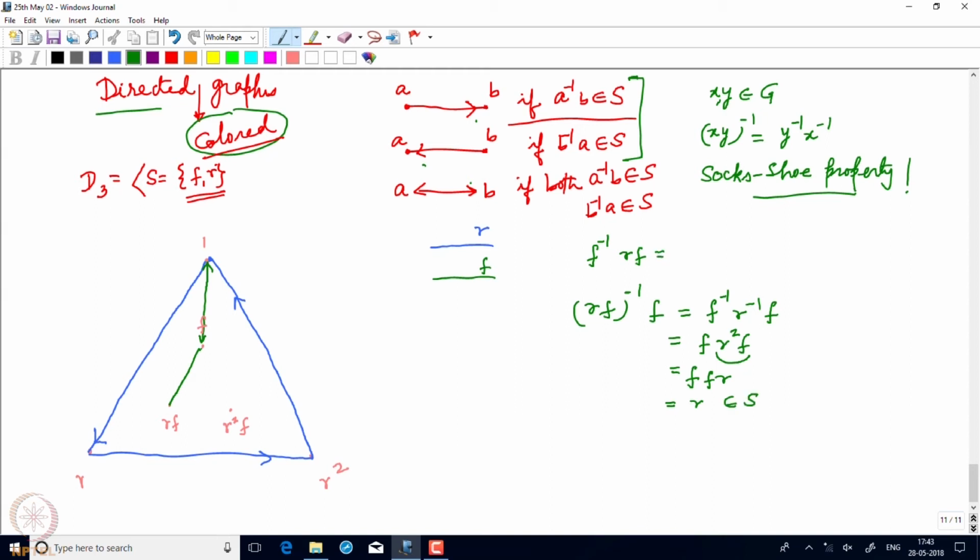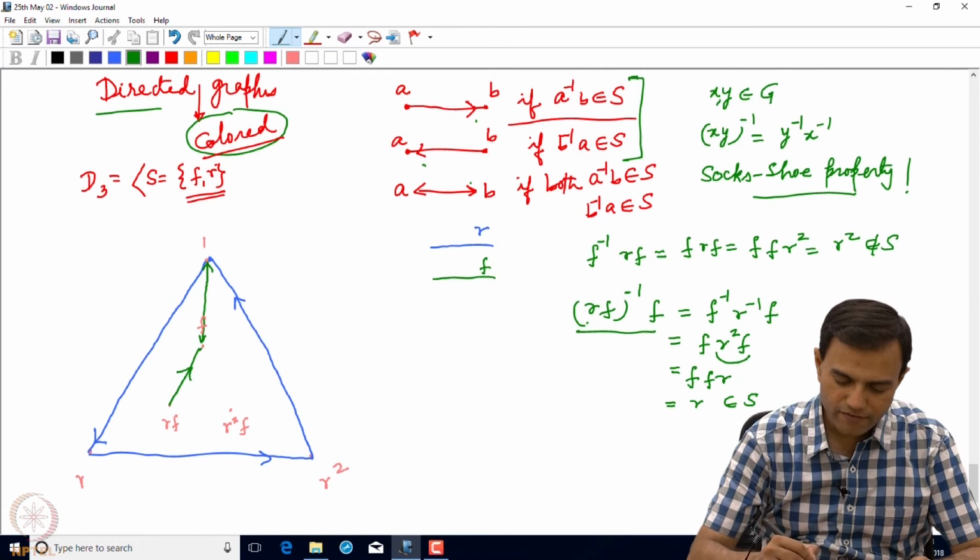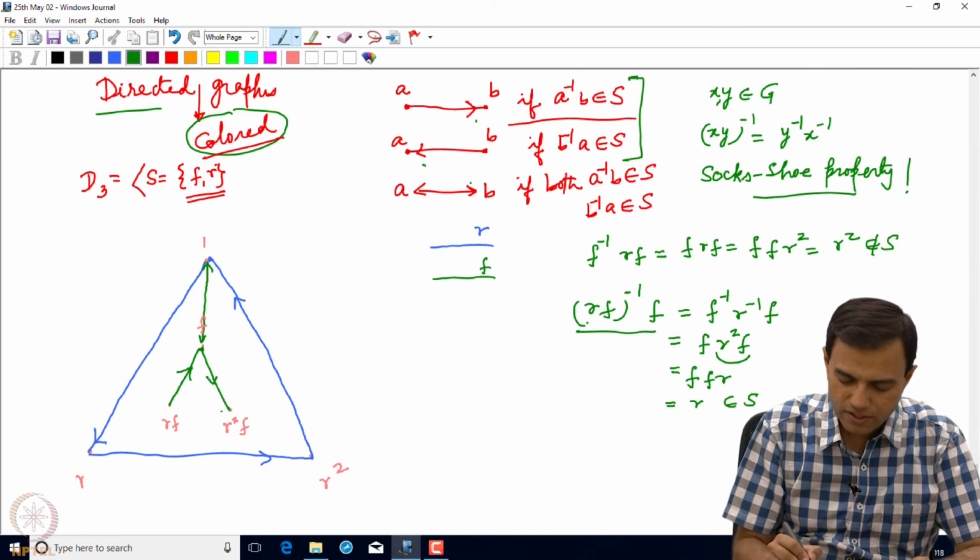And what about this? Again, this is FRF. And as I computed here, RF is the same as FR square. So this is FR square. So this is R square, which does not belong to S. So here the direction should be from RF to F. The direction should be this. And similarly, if I do it for others, the direction would be this, and here the direction would be this.